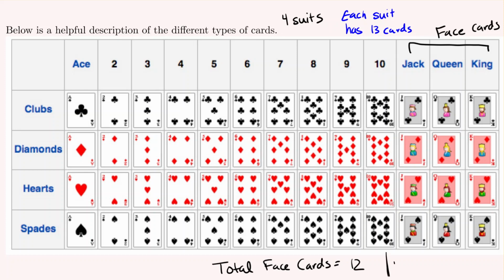How many total cards are there in all? Well, each of the suits has 13 cards, so there's 13, 26, or 13 more is 39, plus 13 more is 52. So there's 52 cards in all, split into 4 suits. Every suit has 13 cards, and then every suit has 3 face cards, the Jack, King, and Queen of that suit.